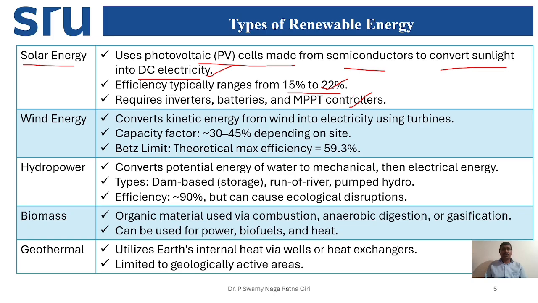That is the concept of solar energy. Next, we have wind energy. When you think about wind energy, it converts kinetic energy from the wind that blows directly into electricity using turbines, which are installed wherever the wind is very high. The capacity factor is around 30 to 40% depending upon the site.